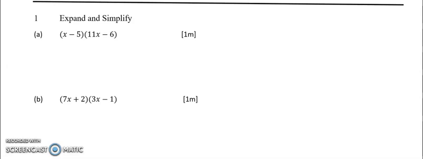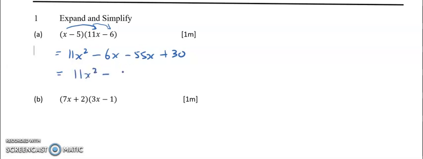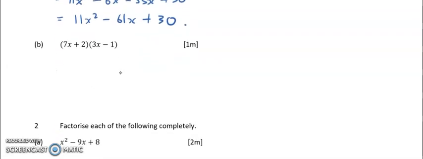Okay, now let's try and solve the first question. The question says expand and simplify, so I'm going to use the distributive law. It equals 11x squared, followed by the next one, minus 6x minus 55x plus 30. Now the x terms, I can combine them together. That's the answer. Okay, now let's move on to the next one.